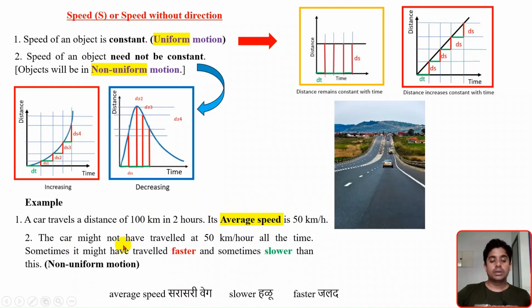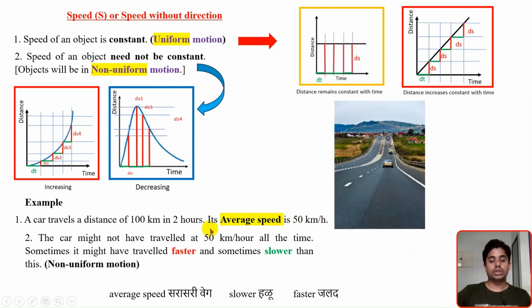Because the car might not travel at 50 kilometers per hour all the time. It's not compulsory that once you start the journey at 50 kilometers per hour, you have to keep the speed constant. No, practically it won't happen like that. Sometimes the car moves at a faster speed, or sometimes at a slower speed, so that variation will be there. The speed can vary from 0 to 50, right? So the average speed we are saying is 50 kilometers per hour.